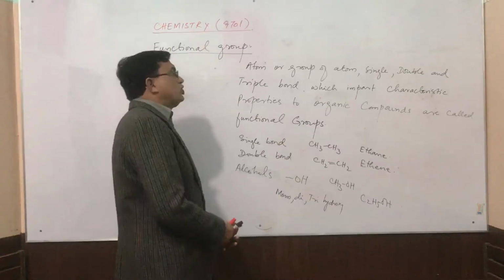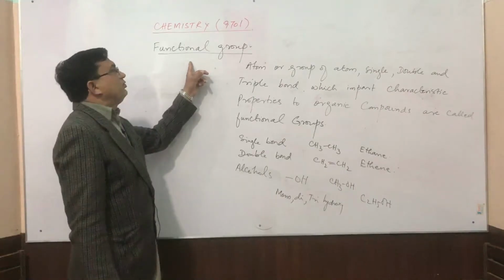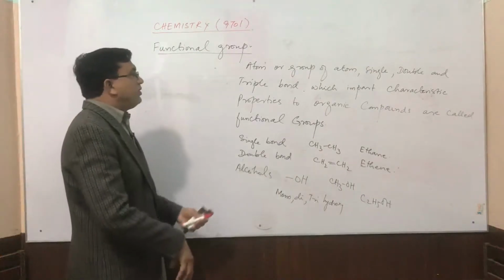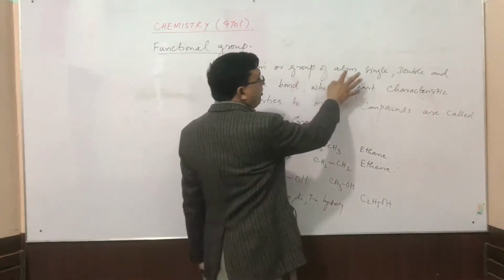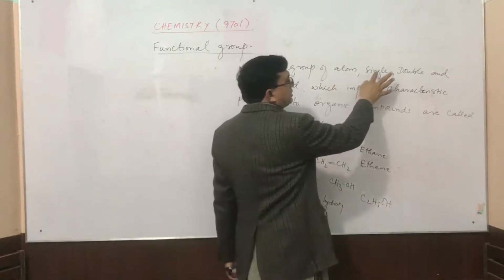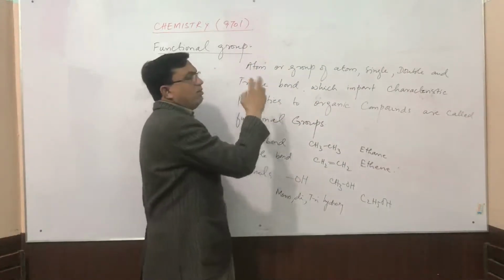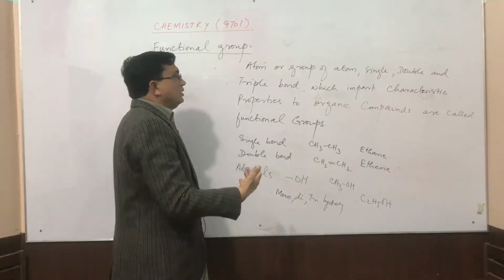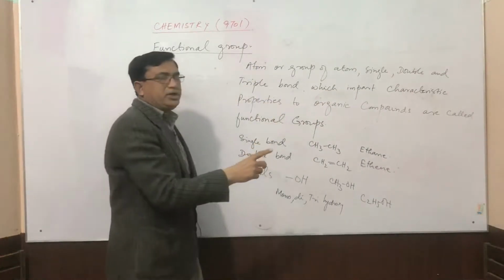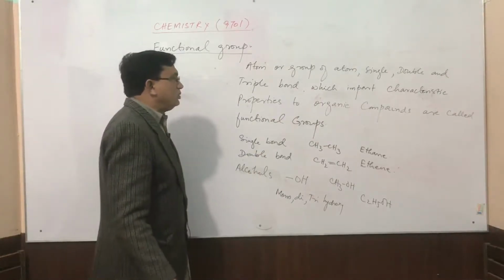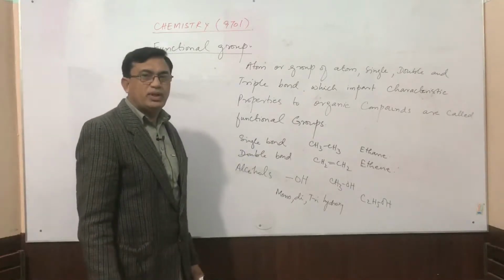Hello, our next topic is the functional group. Functional group is defined as an atom or group of atoms, single, double and triple bond, all of which impart characteristic properties to organic compounds. Those are called functional groups.